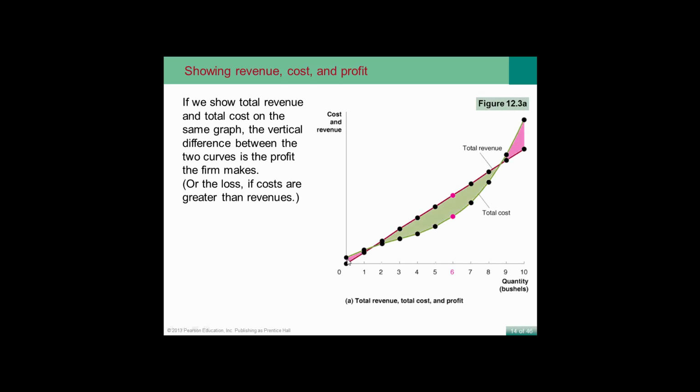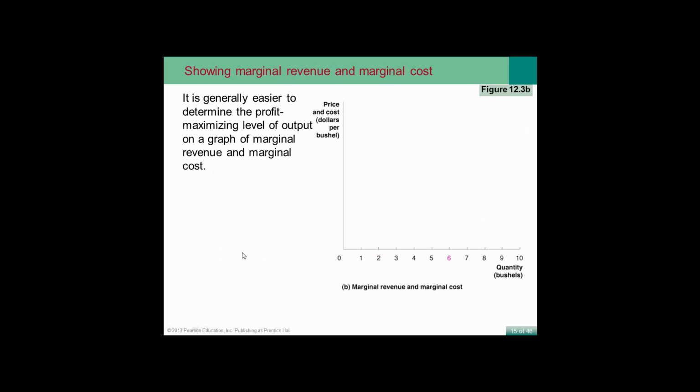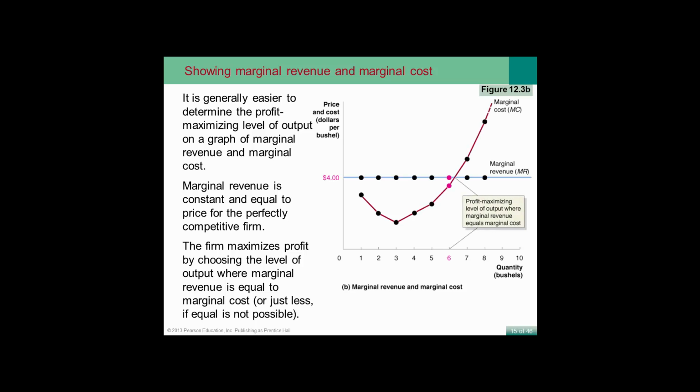As you can see here, this is the total revenue line, and this is the total cost line, and at 6 bushels the spread is the biggest, and that is the biggest profit. It is generally easier to determine the profit maximization level on a graph. Marginal revenue is a constant and equal to the price for a perfectly competitive firm. The firm maximizes profit by choosing the level of output where marginal revenue is equal to marginal cost, or right here, 6.